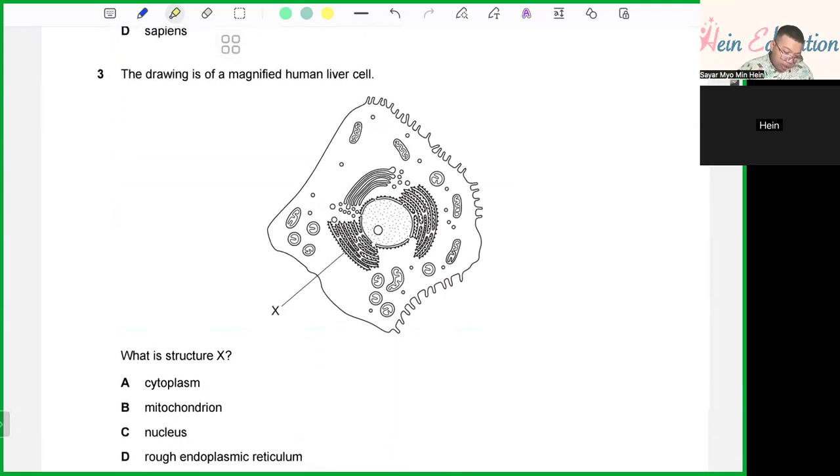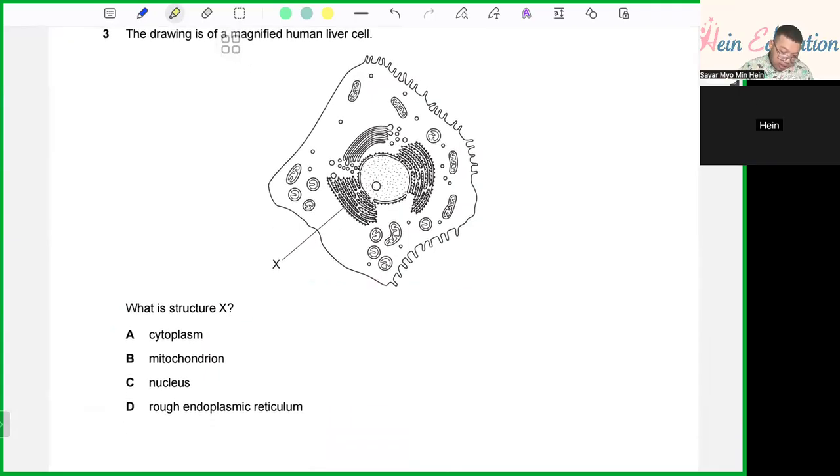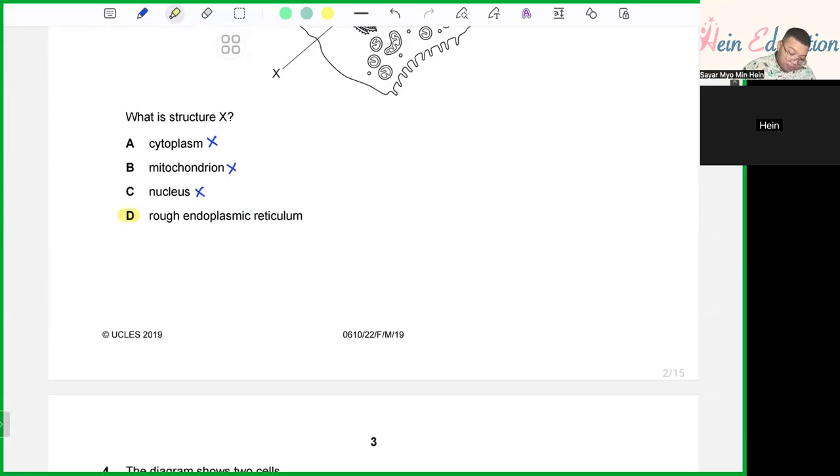And number three, we have a magnified human liver cell. This tells us it is an animal cell. And what is the structure H? Obviously it is not cytoplasm, it is not mitochondria, and it is not nucleus. So whatever is left is the rough endoplasmic reticulum, or rough ER.